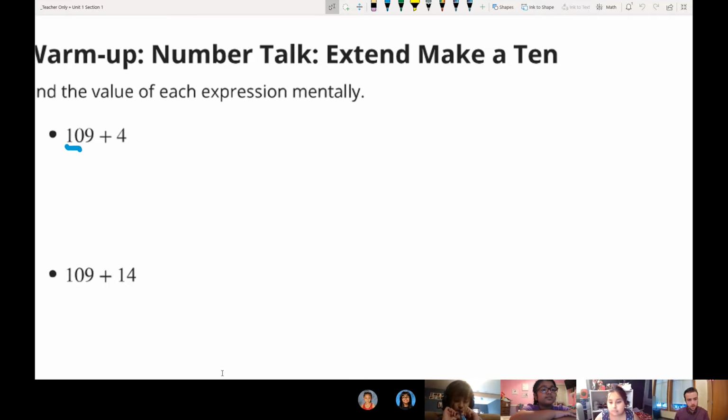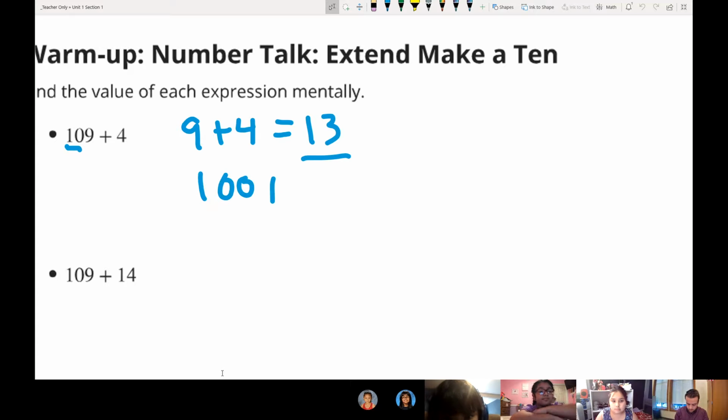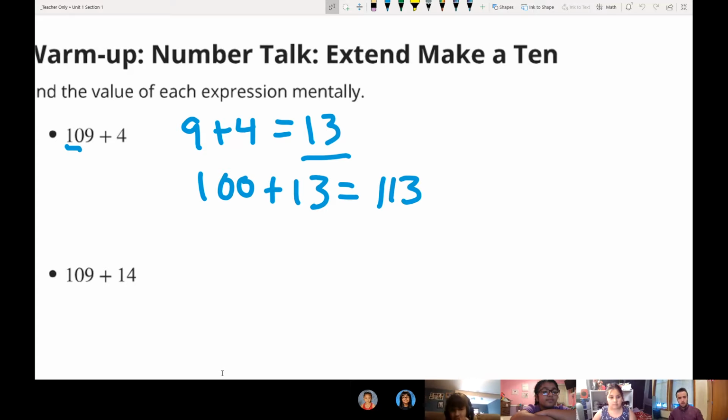So you're cutting off the hundreds and the tens marker, and you're looking just at the 9 and the 4. And you say, all right, I know what 9 plus 4 is, and that equals 13. And now that I know what that piece is equal to, I can just add that 100 back to it to get 113. Yeah, that's very good thinking. Thank you, Malia.